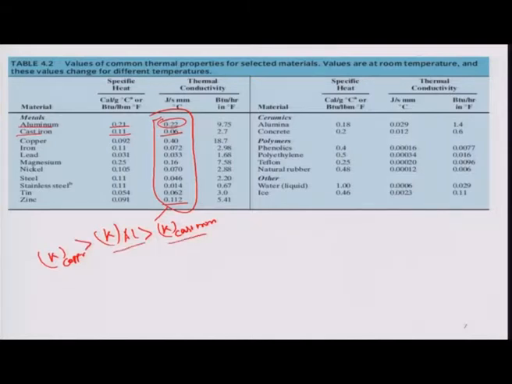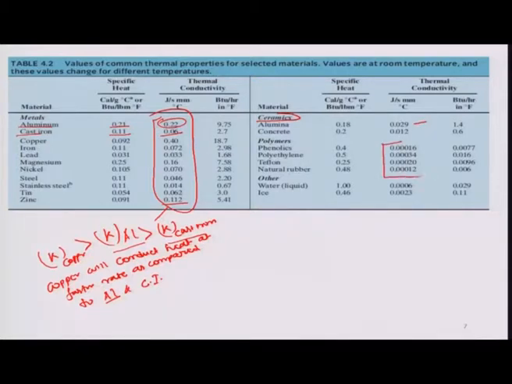So it means copper will conduct heat at faster rate as compared to aluminum and cast iron. Some another ceramic, you can say alumina, 0.029. Polymers are very poor in heat conducting.